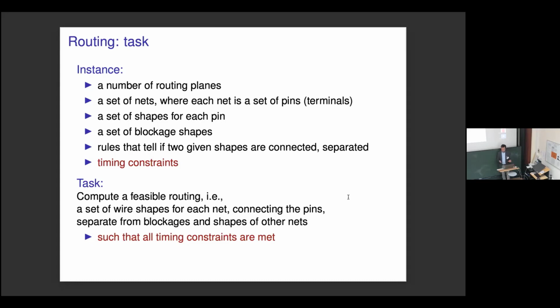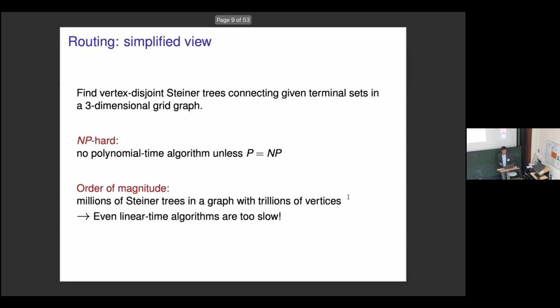Now, is this a discrete or a continuous problem? As I formulated it, it may even be a continuous problem, because we can choose any Steiner tree. Typically, we have some discrete grid that we work on. Since we are talking about continuous approaches for discrete problems, let's say it's a discrete problem. A very simplified view then is that we have a large graph with terminal sets, and we want to find vertex-disjoint Steiner trees in that graph. Then, of course, it's NP-hard. Even simple special cases are NP-hard, and we really have huge instances to solve.